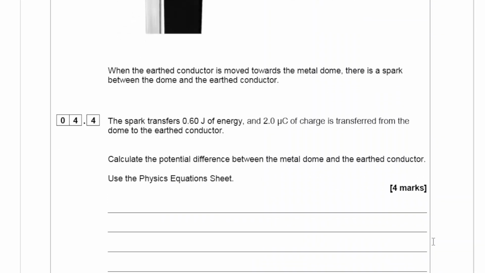The spark transfers 0.6 joules of energy and 2 microcoulombs. Now this micro is 10 to the power minus 6, which means the charge is 2 times 10 to the power minus 6 coulombs. Calculate the potential difference between the metal dome and the earth conductor. Use the physics equation sheet.